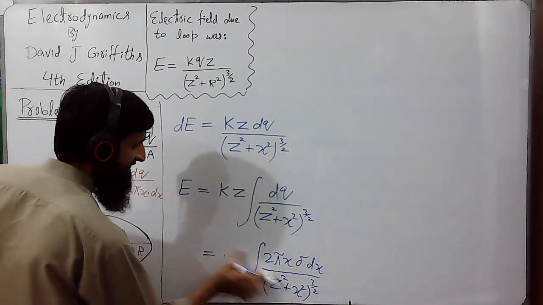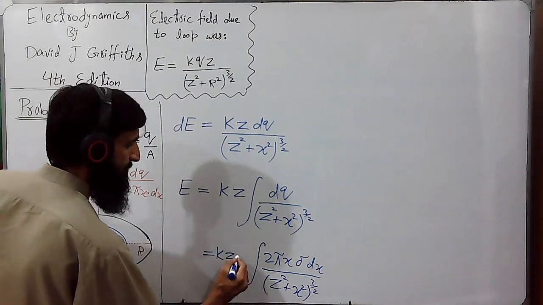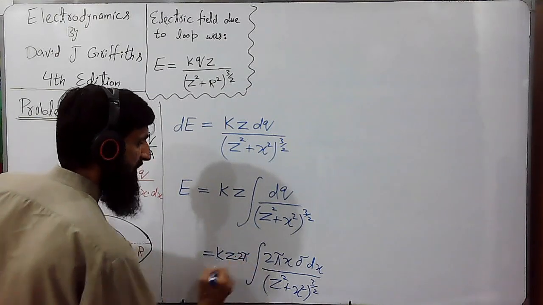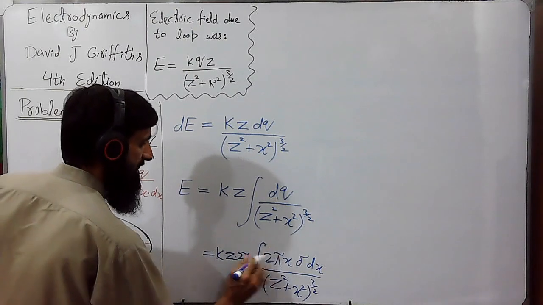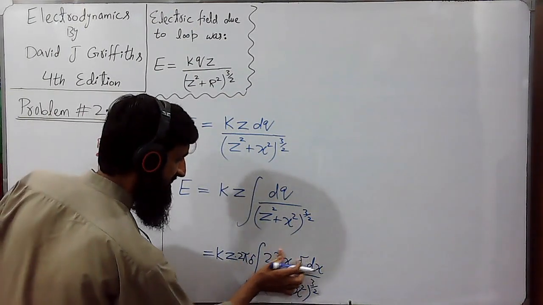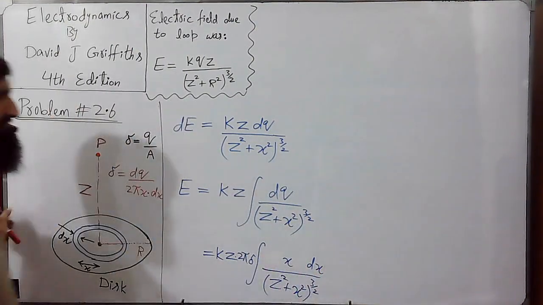So I'm writing those terms outside the integral: 2 pi and sigma. These were the constant terms, so they are written outside the integral. Now inside the integral we have just x and dx.